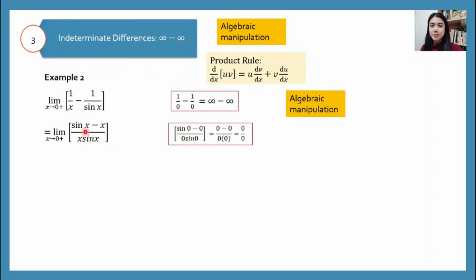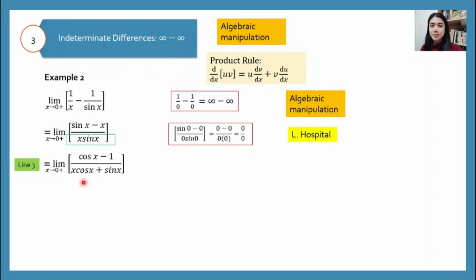If you substitute 0 into them, you will see the case of 0 over 0. So 0 over 0 is the form that you can apply L'Hopital to. L'Hopital says that you have to do differentiation at the top and differentiation at the bottom. If you differentiate the numerator, that is actually very easy to do. How about the denominator part? For the denominator part, you have to use the product rule, because you have x and sine x, so that is the time you apply the product rule.